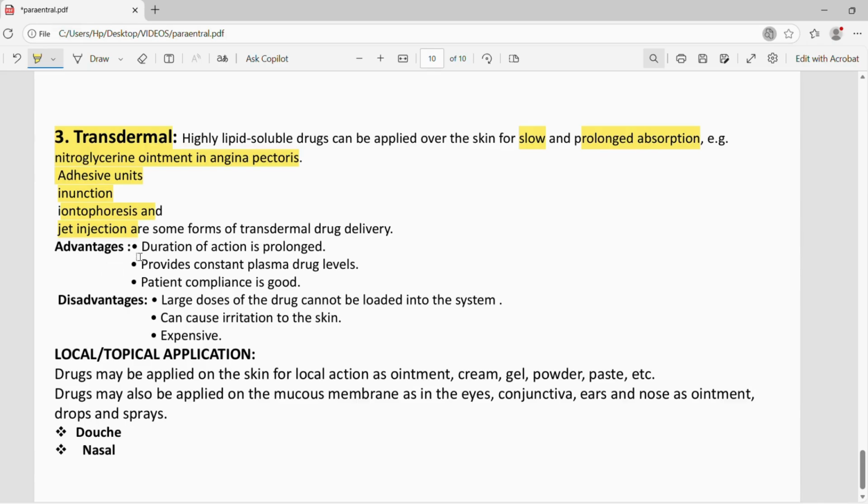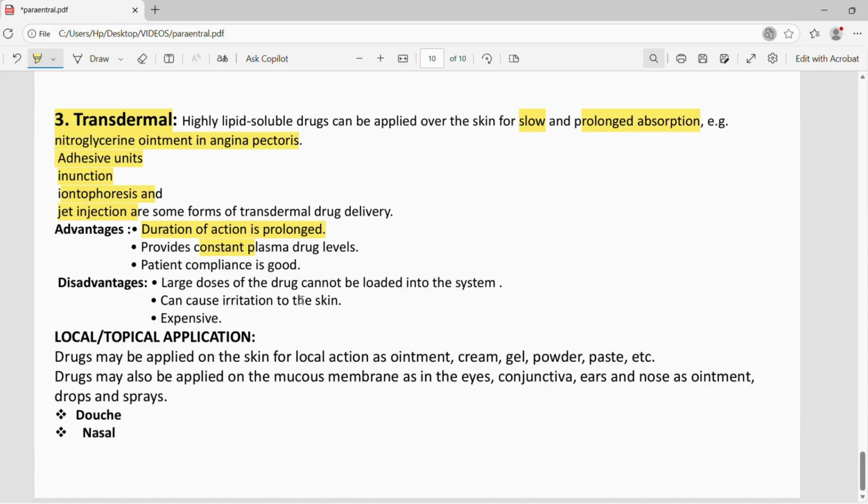Now here are the advantages. Duration of action is long, so there is prolonged action of the drug, and it provides constant plasma drug level. Here the plasma drug level is constant. Patient compliance is good, so the patient can be comfortable with this type of administration.